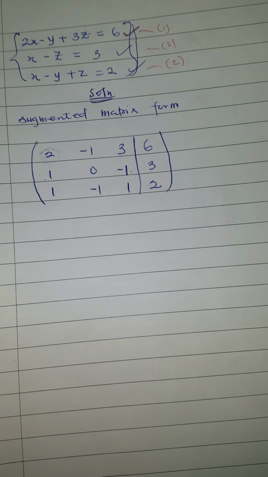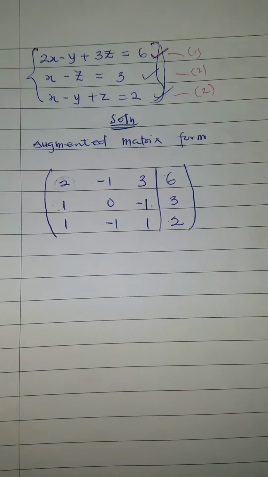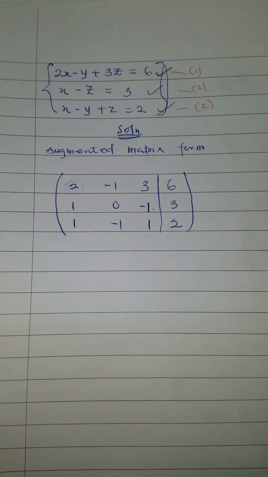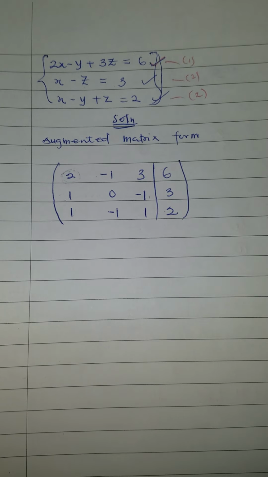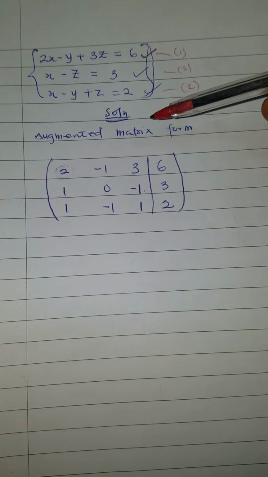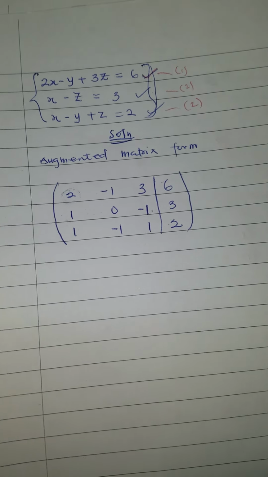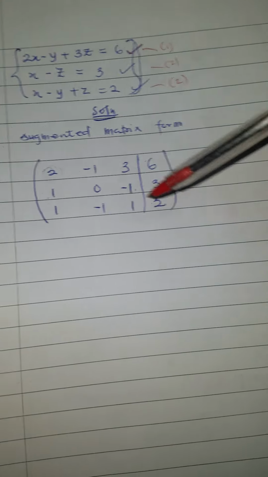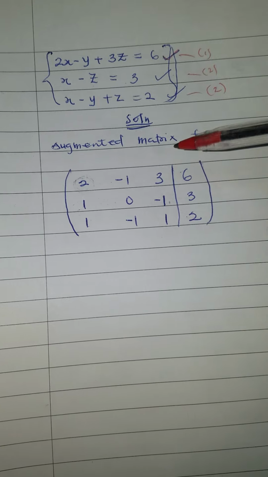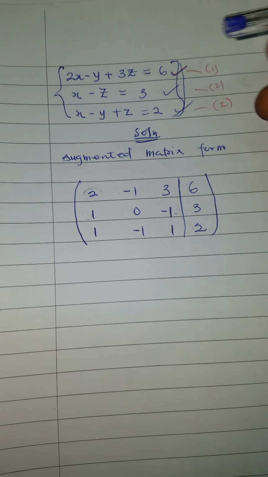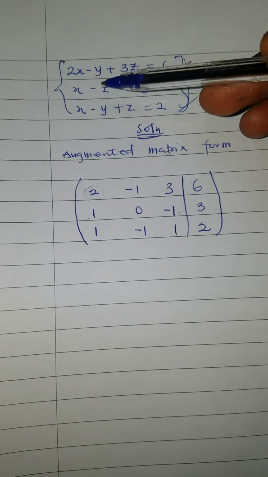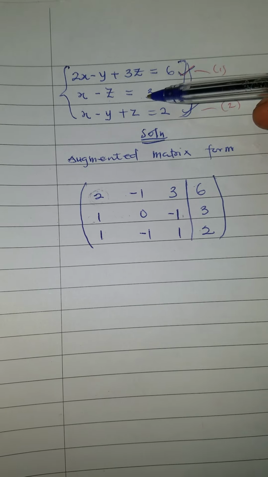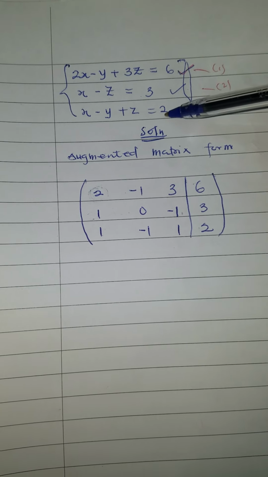Let's go. Now you are having this system of equations and you are asked to solve it. The first thing you need to do is to change it into the matrix form, which is what we call the augmented matrix form. So we are converting this system of equations to the augmented matrix form, and that is what we have here. What we have here is just taking the coefficients of the variables in each equation we have in the system.